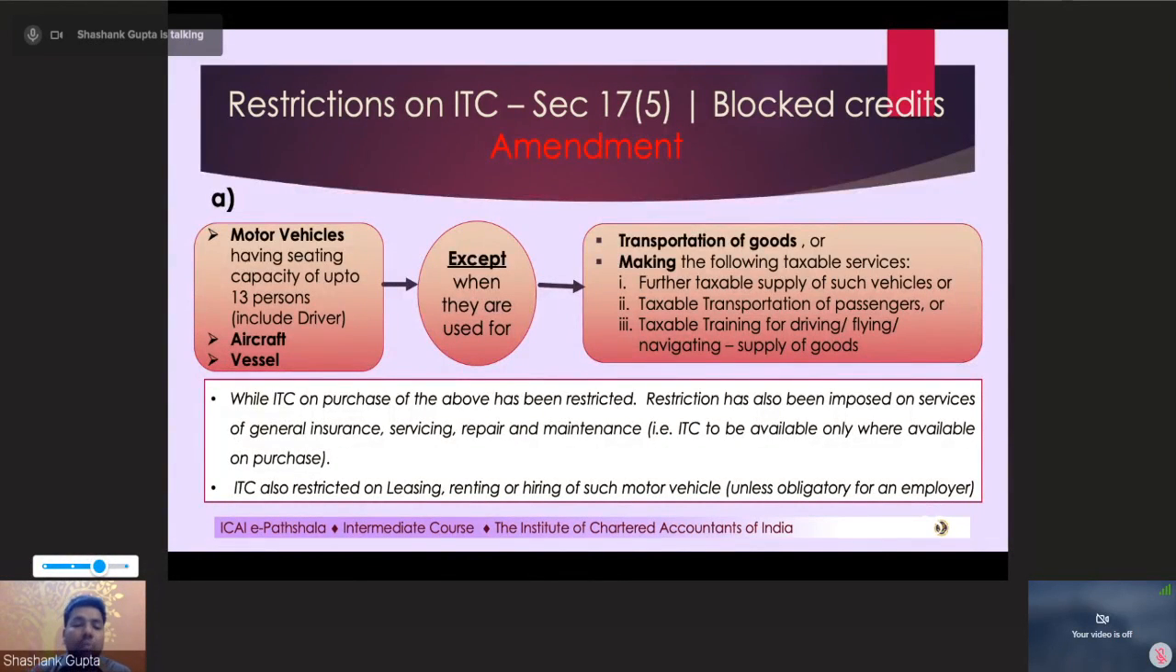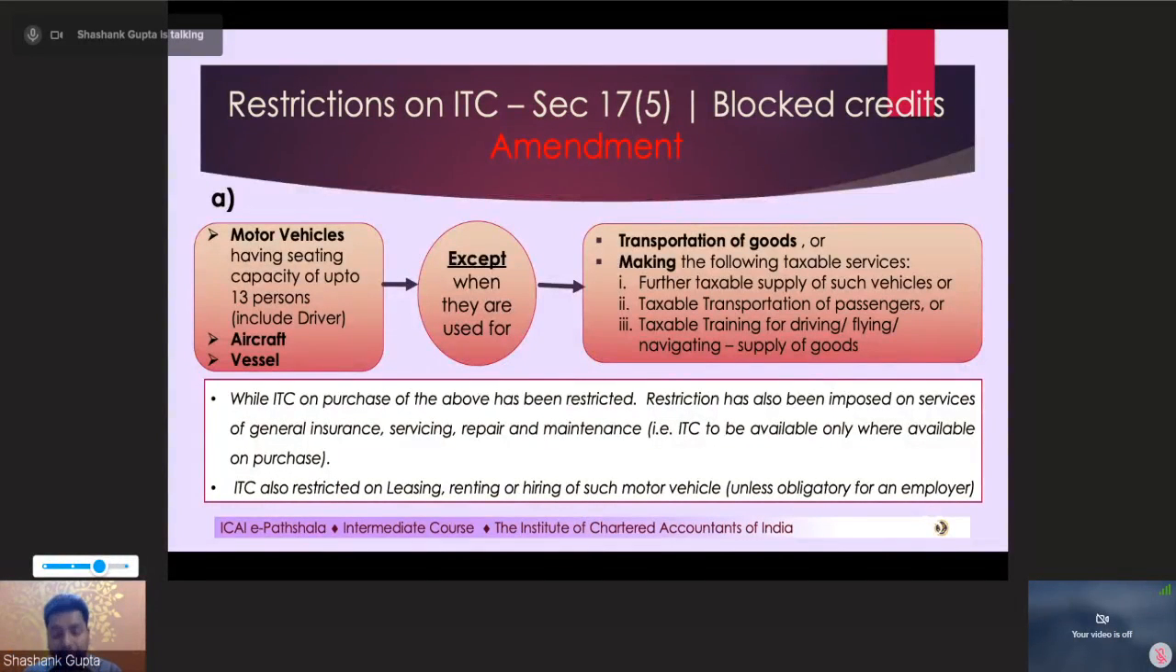Law says no. Where ITC on purchase is restricted, restriction shall also be applicable on services of general insurance, servicing, repair and maintenance. If you get credit on the vehicle, you will get it on its insurance, service, repair and maintenance also. But if the credit is restricted on the motor vehicle, then no credit on general insurance, no credit on servicing, no credit on repair and maintenance. ITC also restricted on leasing, hiring, renting of such motor vehicle.